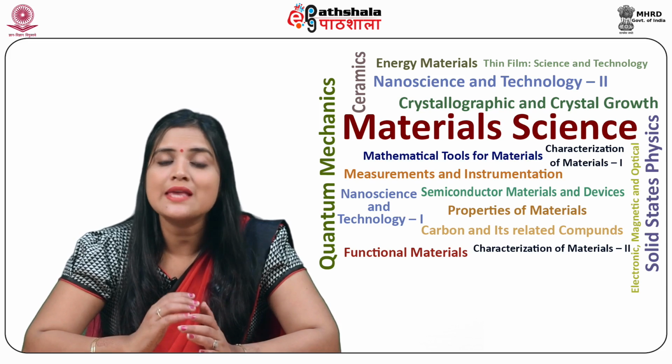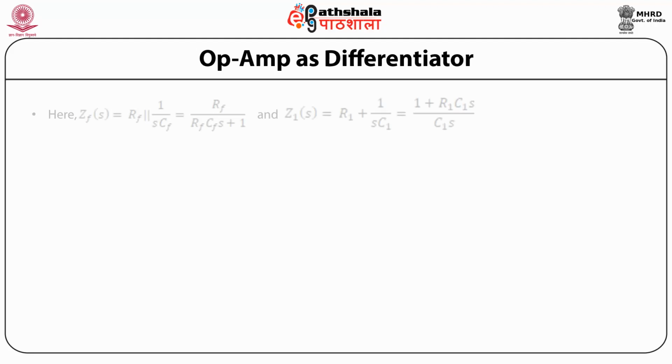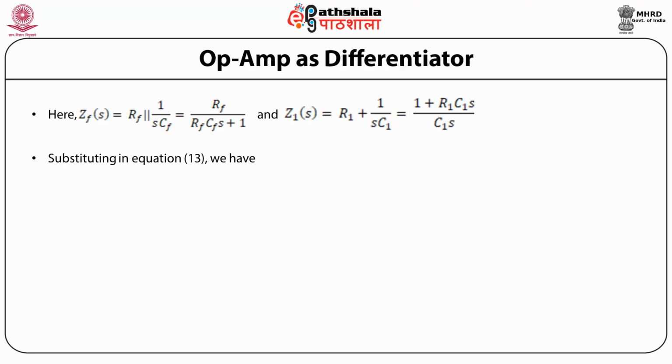figure 7 to the S domain as discussed earlier. Here, ZF of S is equal to RF parallel 1 by SCF, which is equal to RF divided by RF CF S plus 1, and Z1 of S is equal to R1 plus 1 by SC1, which is equal to 1 plus R1 C1 S divided by C1 S. Substituting these in equation 13 as described before, we have V0 of S divided by Vin of S equal to minus RF C1 S divided by RF CF S plus 1 into 1 plus R1 C1 S.